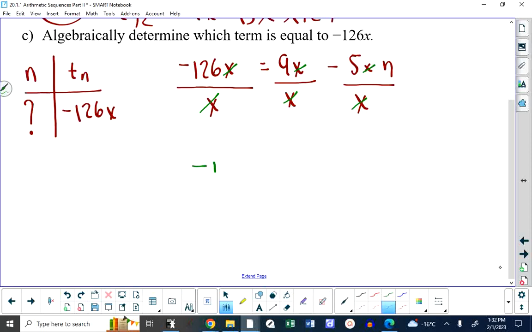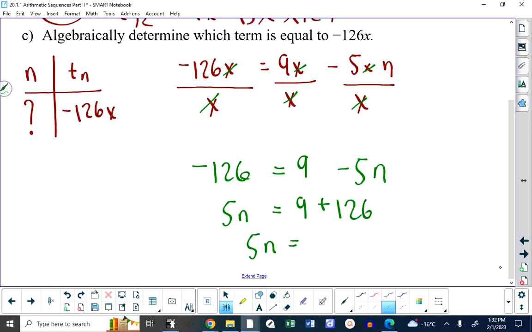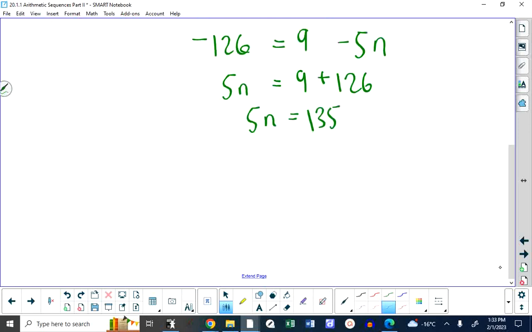We are left with maybe not a grade 7 or 6 equation, because of all of the negatives, but it's certainly simpler than Math 20, isn't it? I don't like that negative 5n. I'm going to move it to the other side. The 9 doesn't move. It stays the same. I'm going to add the 126. 27? Thank you. It's the 27th term.